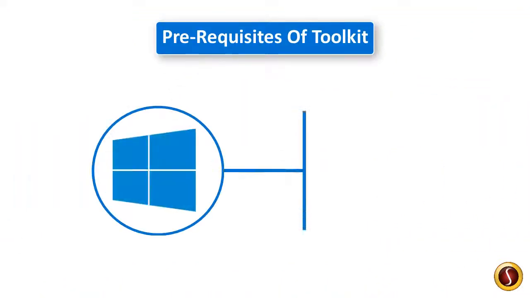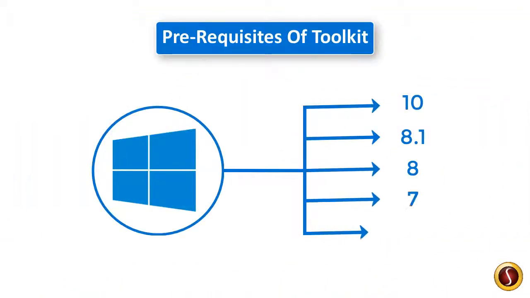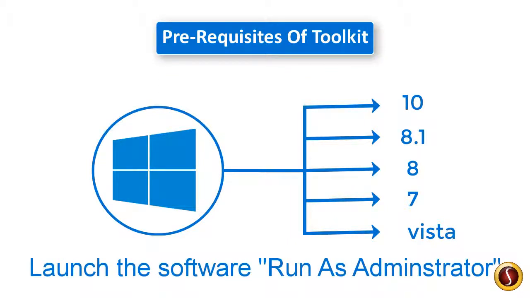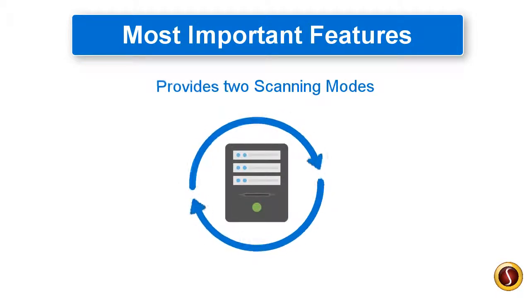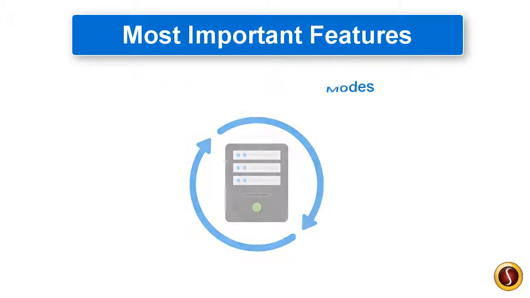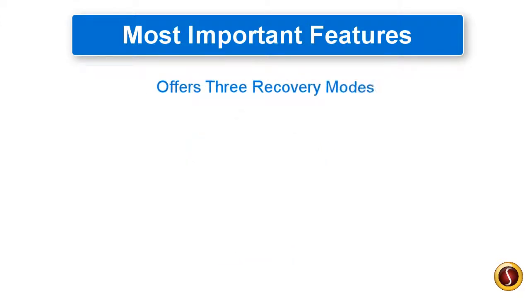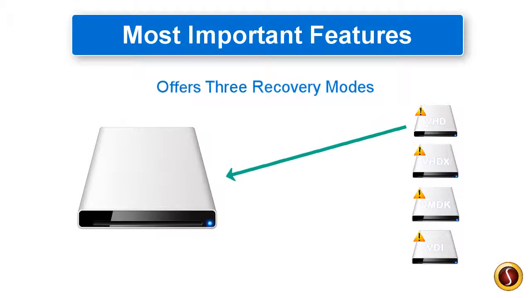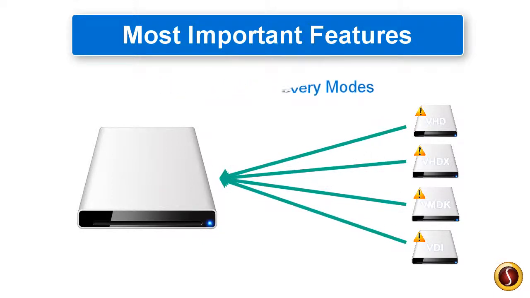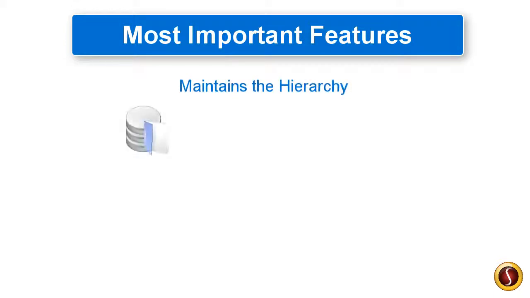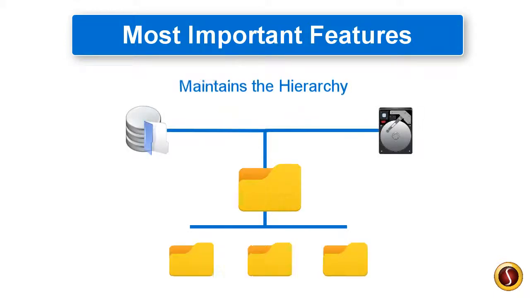If you are using Windows 10, 8.1, 8 and Vista, always launch the software with Run as administrator. Most important features offered by the toolkit are: it provides 2 scanning modes, which scan your selected virtual file with the partitions and the file system used in it. Offers 3 recovery modes to recover corrupted data from VHD, VHDX, VMDK and VDI in an accessible form. Maintains the hierarchy of the data folders within the virtual disk file and allows you to find files within any directory.